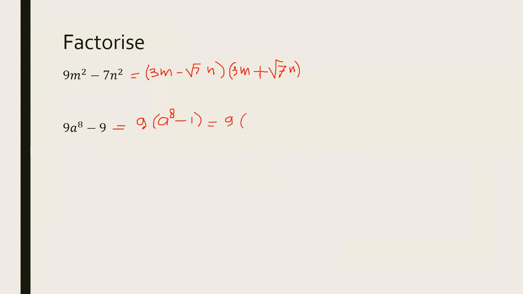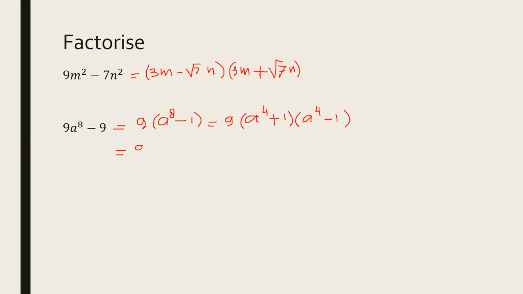9, a raised 8 minus 1, we could factorize, become a raised 4 plus 1 times a raised 4 minus 1. Please check. If you multiply a raised 4 plus 1 and a raised 4 minus 1, you're going to find these expressions. Next, you're going to continue factorizing this one.